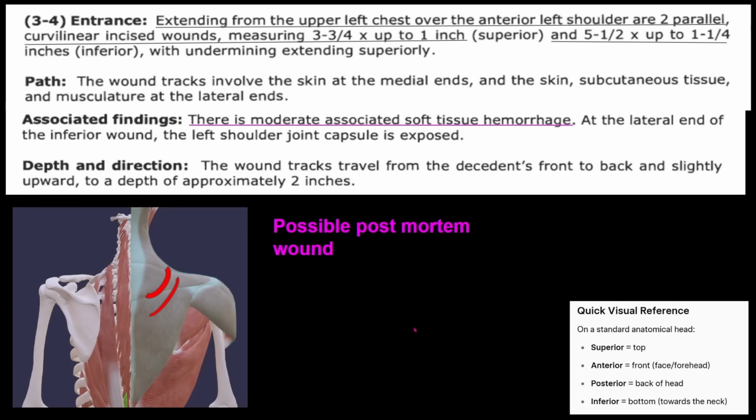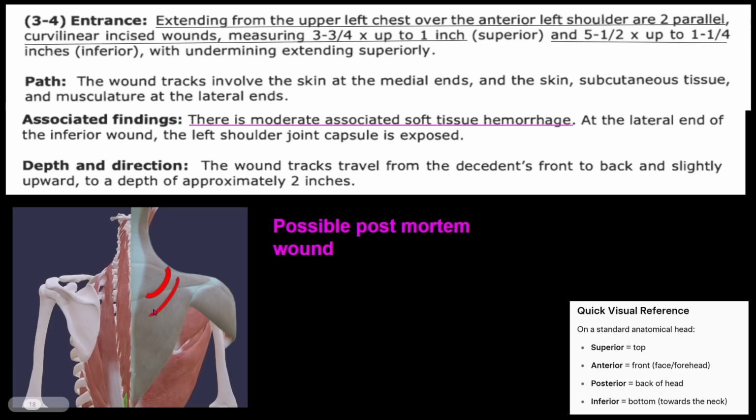And I say that because the next wounds on Kaylee are these two long ones. They're 5.5 up to 1.25 inches. Where they see the first one, two parallel curvilinear incised wounds. One is 3 3/4 up to an inch, and that's the top one. The bottom one is 5.5 inches up to 1.25 inches. So these are two long cuts, 2 inches deep right here, to go along with these two up here. But these, with moderate associated soft tissue hemorrhage, are likely done post-mortem as well.